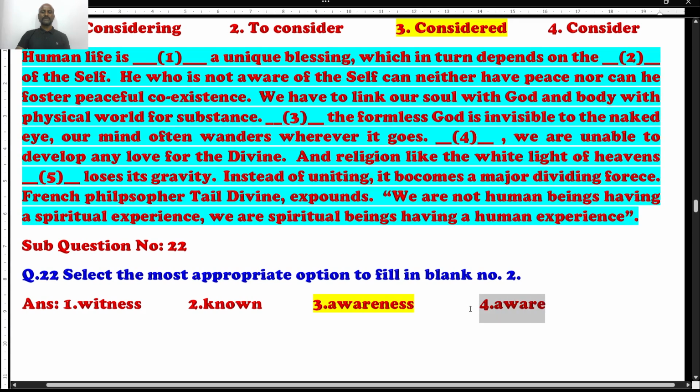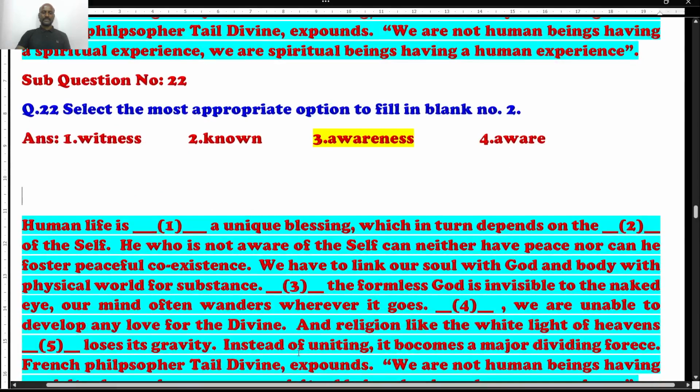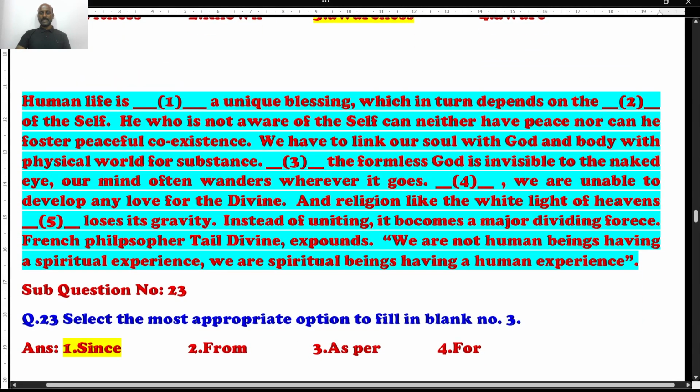It sounds right. But if you don't know grammar, most students will go with option 4. That's 100% wrong. We need an abstract noun, that is awareness. This is going to be the right answer. Next, continue. Awareness of the self. He who is not aware of the self can neither have peace nor foster a peaceful coexistence.